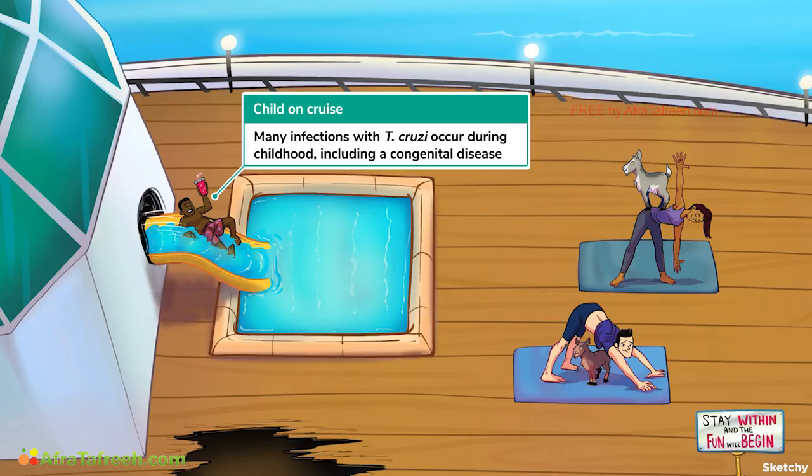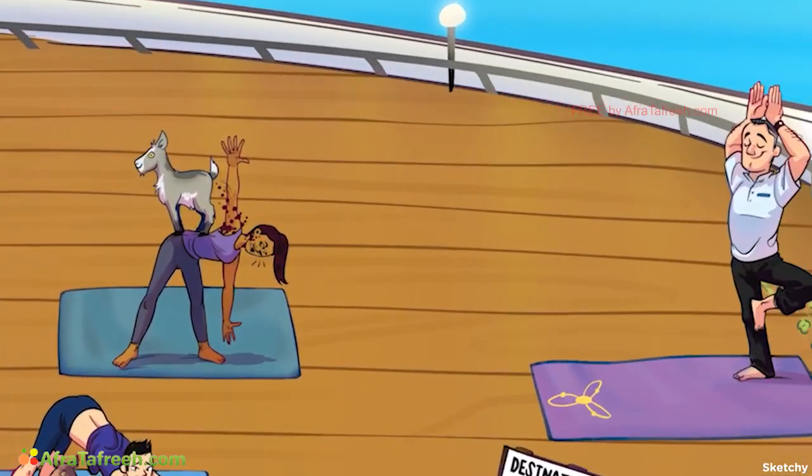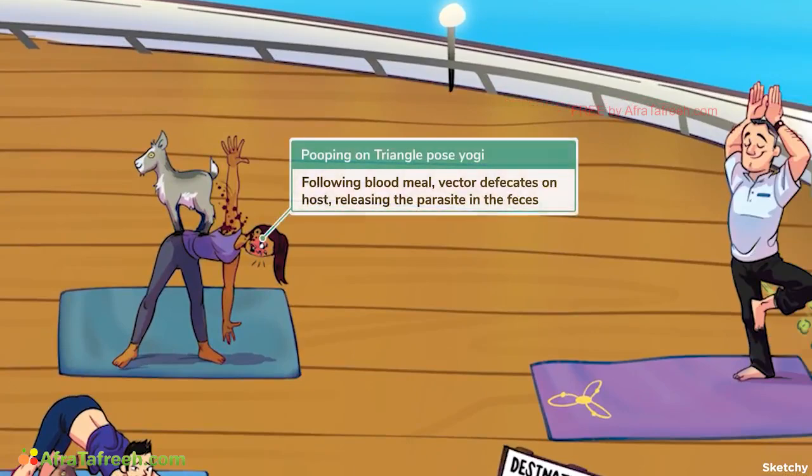So how does this parasite cause infection? Well, it all starts with the bite of the triadenine bug, which usually bites the host on the face, right near the eye, the so-called kiss. After biting and drawing blood, the triadenine bug defecates, releasing the parasite into feces. Gross!